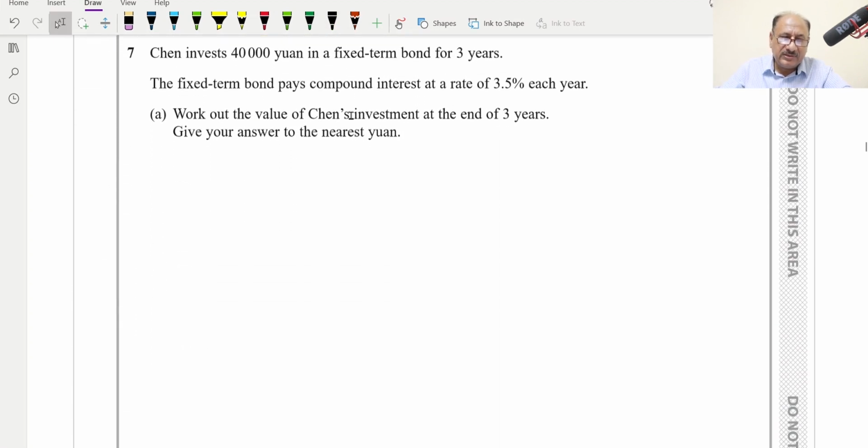Now question number 7. Chen invest 40,000 yuan basically in a fixed term bond for 3 years.